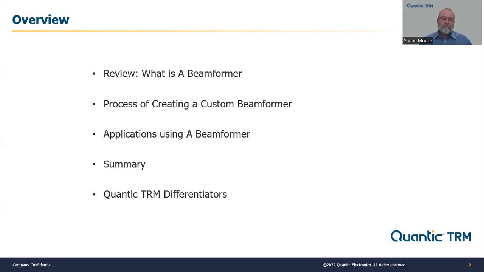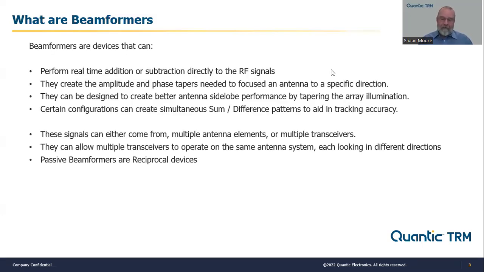Okay, so to get started then, what is the best definition of a beamformer? All right, so beamforming, at a high-level definition, is a device that takes a variety of signals, divides and combines them to create a unique phase or amplitude taper. Now that's a lot of words. So what it does is it vectorially sums RF signals directly in real time.